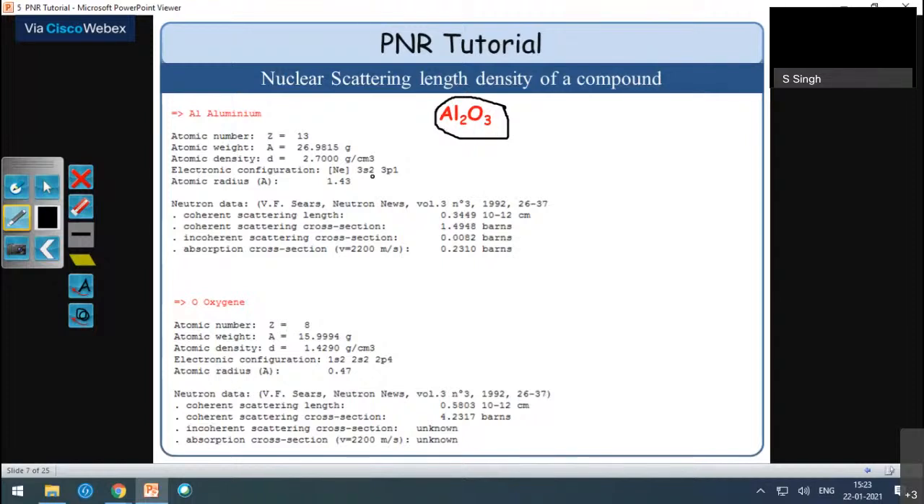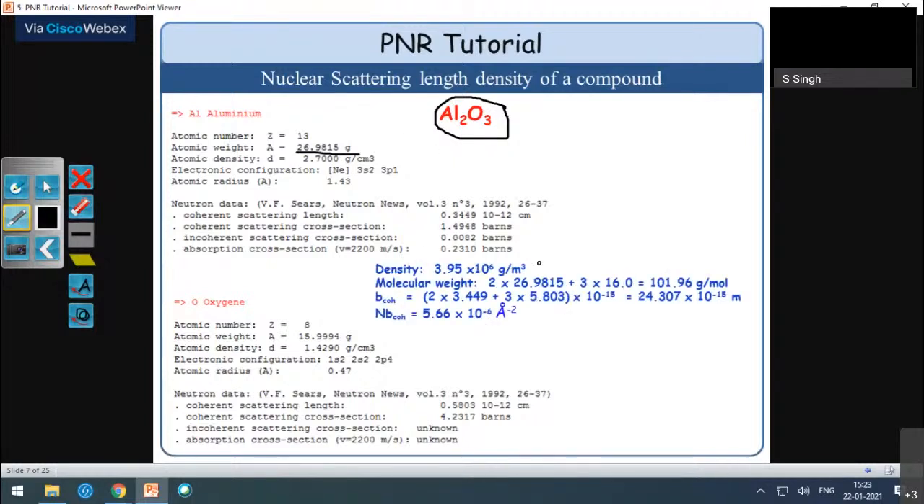So how to calculate this? As I said, we can calculate the molecular weight for this. Density for this Al2O3 is 3.95 × 10^6 gram per meter cube. Okay. And then the molecular weight we can calculate as 2 times aluminium plus 3 times oxygen. It comes around 101.96 gram per mole.